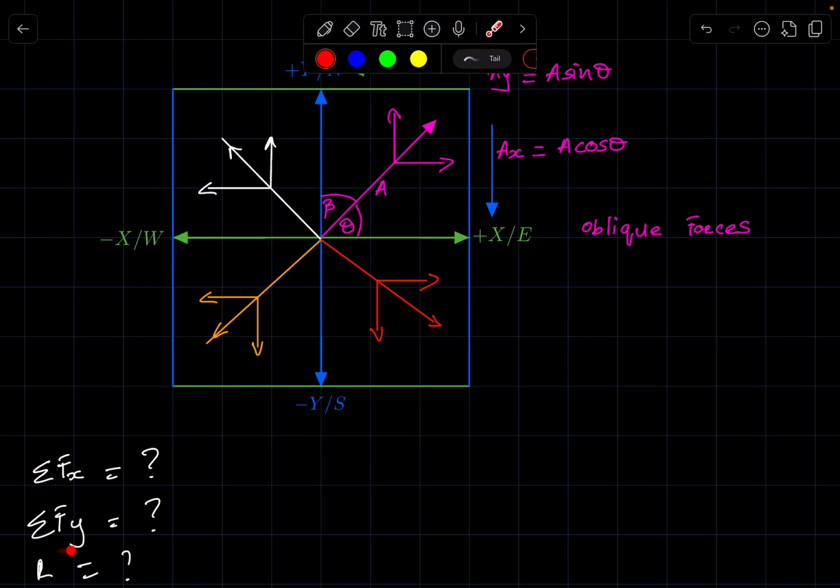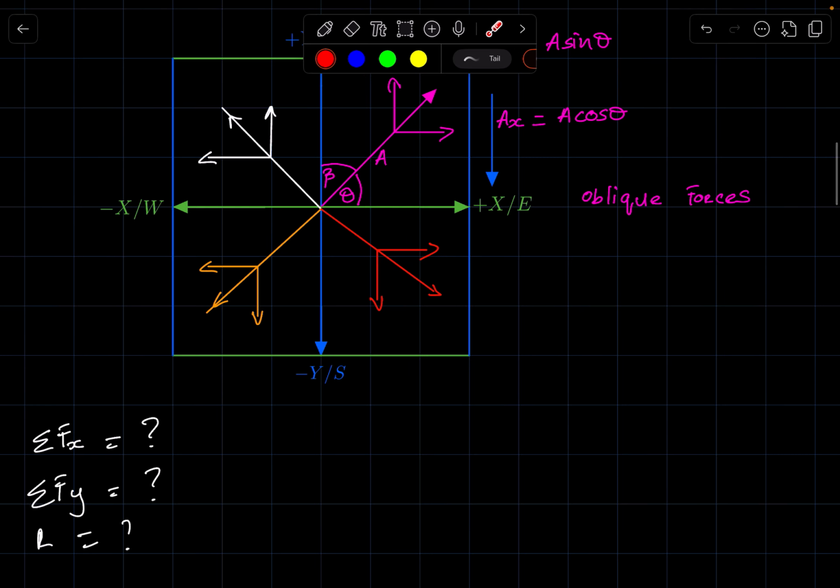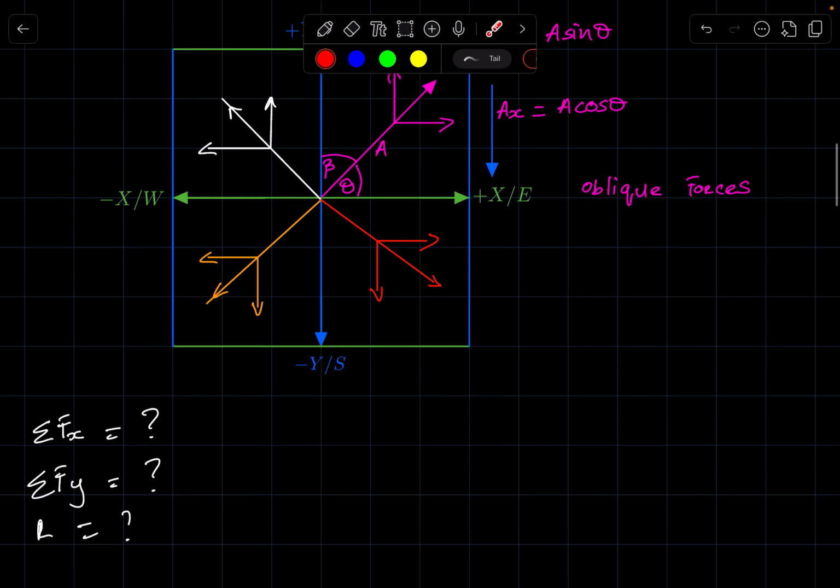Similarly, when applying the condition of equilibrium for the sum of forces in the y direction, you are only going to consider forces that are in terms of sine. But again, in order for that to happen, you must reference all the angles you are going to use from the x-axis.